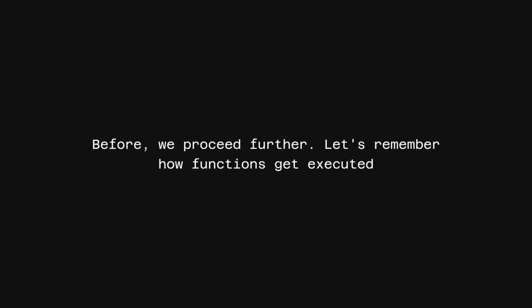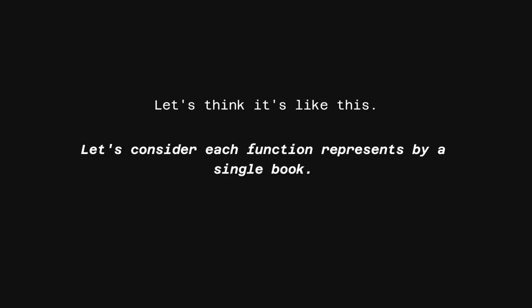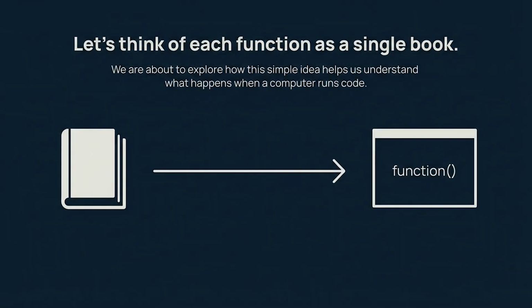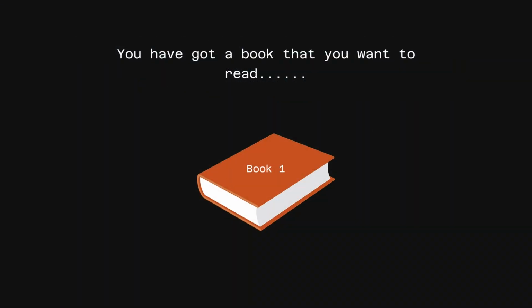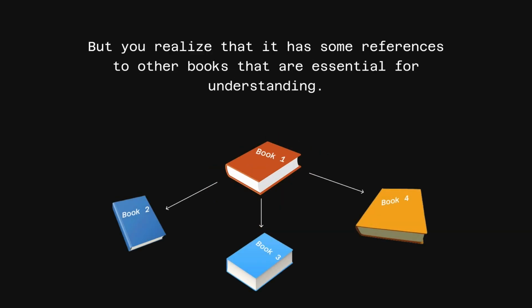Before we move on, let's take a step back and refresh our understanding of how functions work in a program. To help visualize this, let's think of each function as representing a single book. We're about to explore how this analogy can help us better understand what's going on. Imagine you are reading a book, perhaps a research paper or a programming article. Often these kinds of text include references, and understanding those references is essential for a complete understanding of the full context. As we discussed earlier, some books may include numerous references.